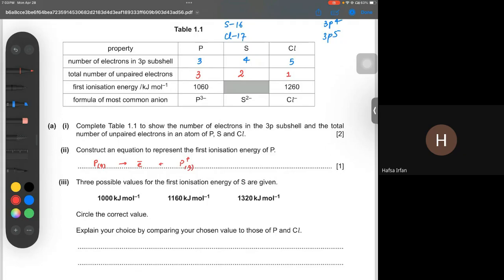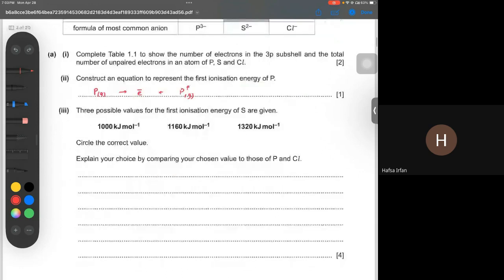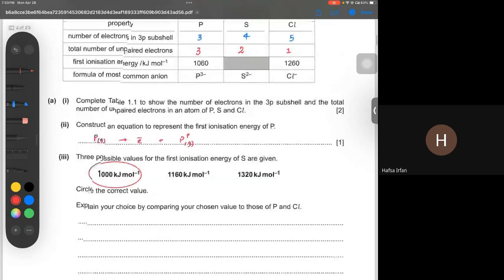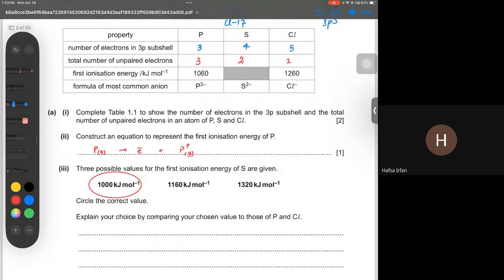So the ionization energy of sulfur would be lower. If the ionization energy of phosphorus is 1060, then that would be 1000, because the other values are greater than 1060 and 1320. That's not possible because we know that theoretically the ionization energy of sulfur is lower. They are saying, explain your choice.